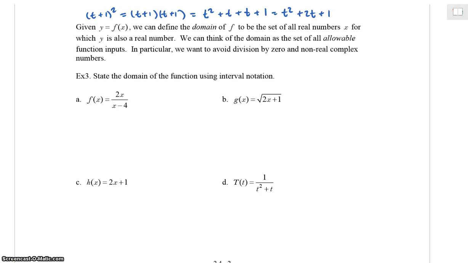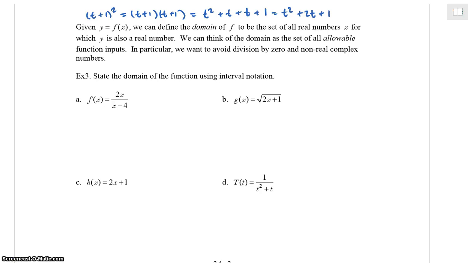So basically, we're trying to determine what we are allowed to substitute into a function so that we'll get a real number output. And two of the things we especially look out for are division by zero and negative numbers under square roots. There are other things you sometimes have to consider, but for now, those are the two things that we really have to look out for. Let's look at example 3. State the domain of the function using interval notation.